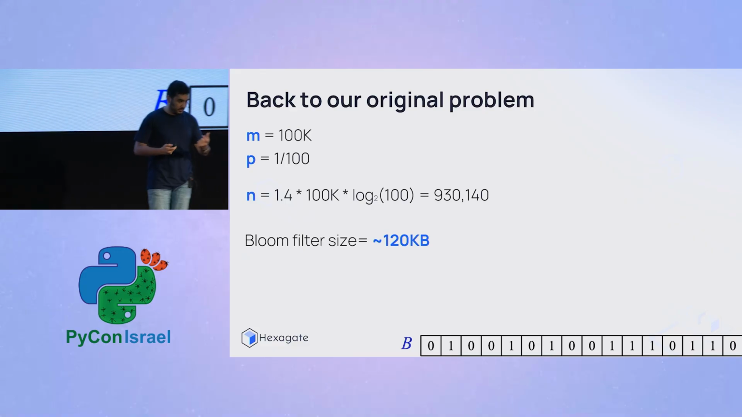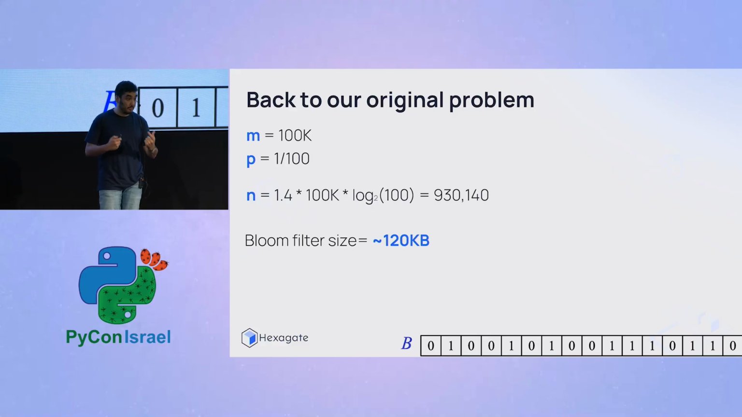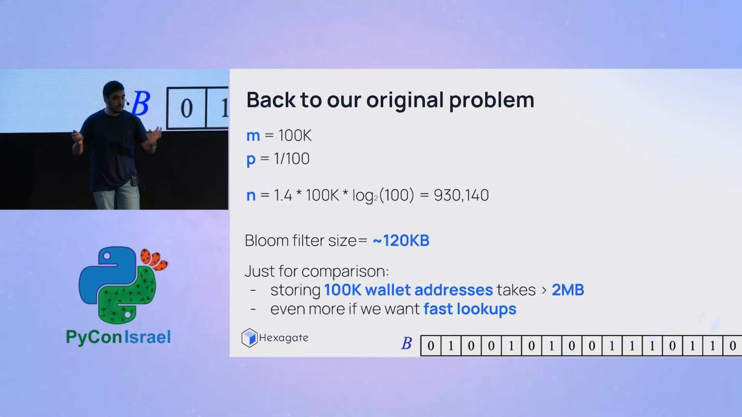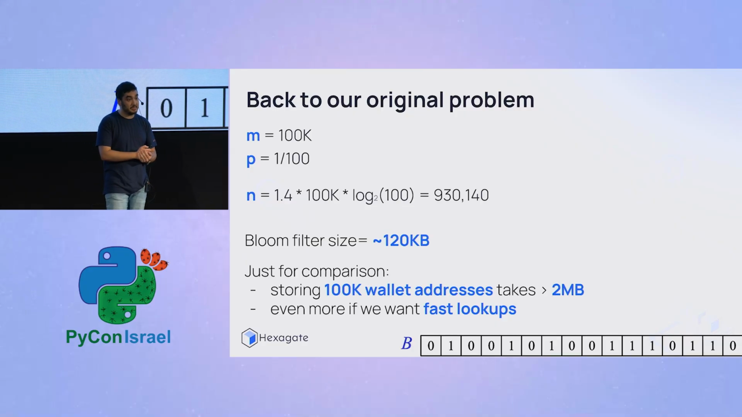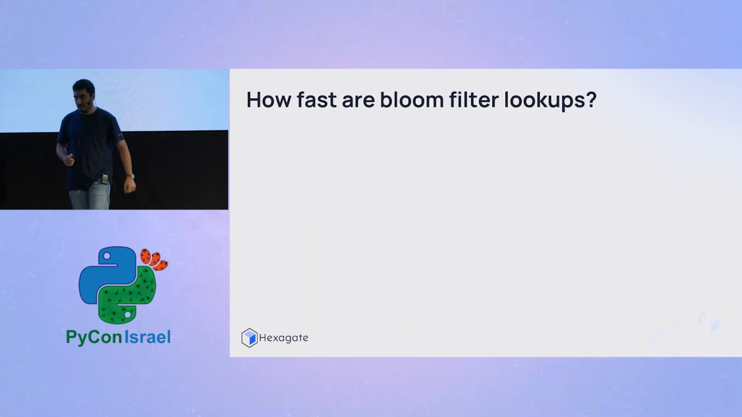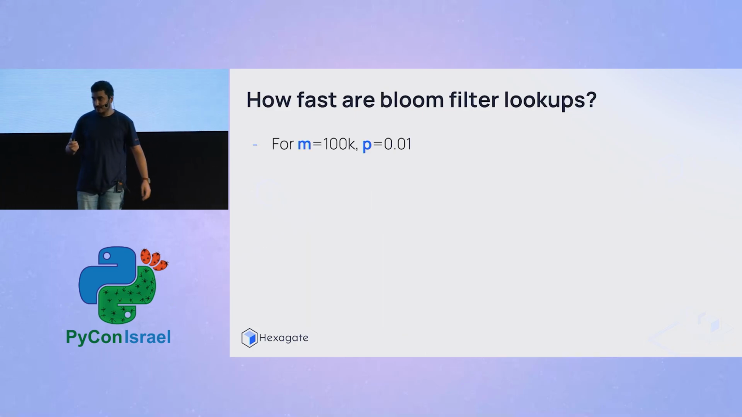Now, just to get a sense of how much lower that memory footprint is, if we were to store 100K wallet addresses in memory, it would take over 2 megabytes if we wanted fast lookup on this data structure. So this is over 20 times memory footprint optimization. This is very useful. Now, how fast are these lookups?